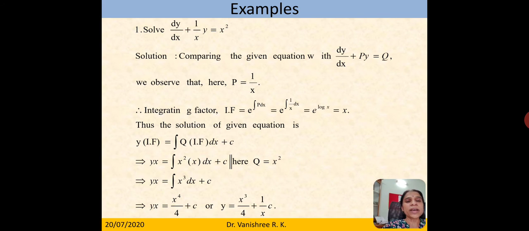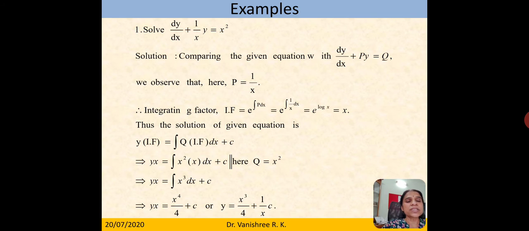Now you just simplify. y into x is equal to integration of x cube dx plus c, which is a simple integration which all of us can perform. So y into x is equal to x to the power 4 by 4 plus c. Or you can simply write y as x cube by 4 plus 1 by x into c. So this is a very simple process of getting the solution of a first order linear differential equation.